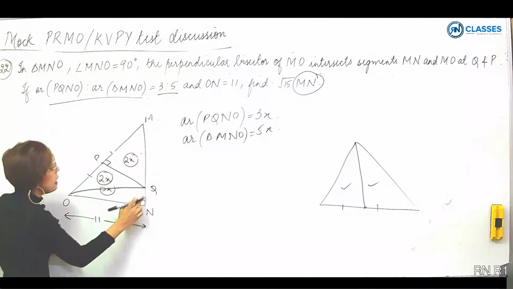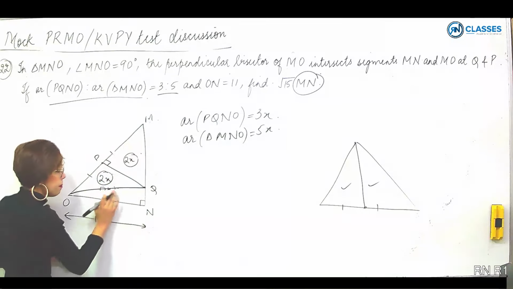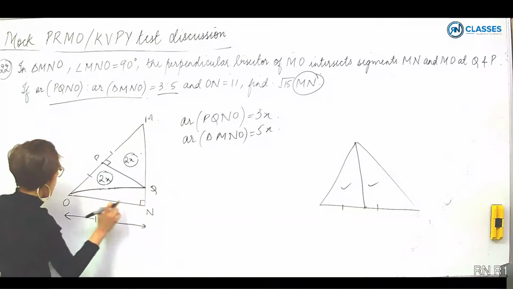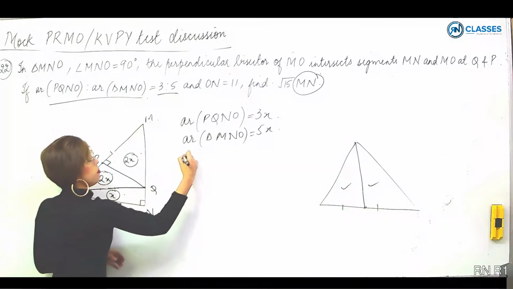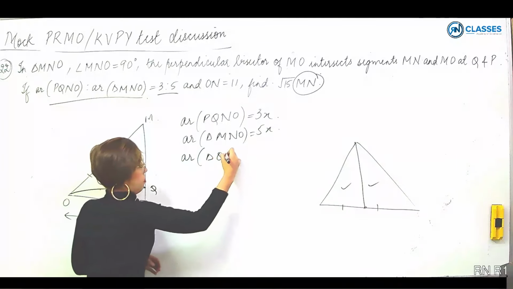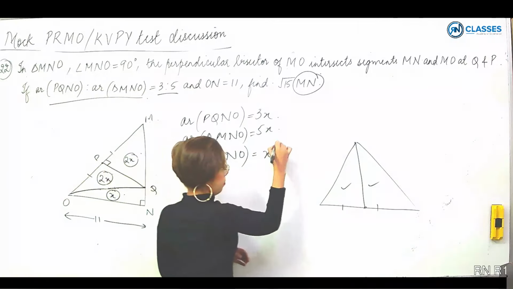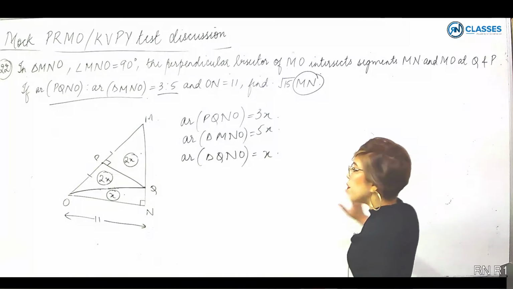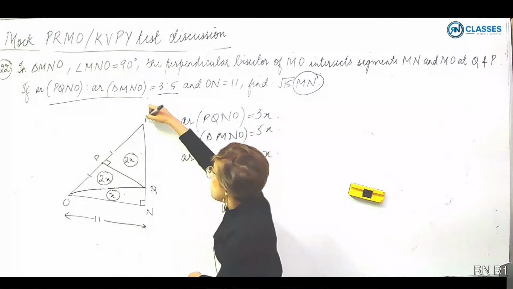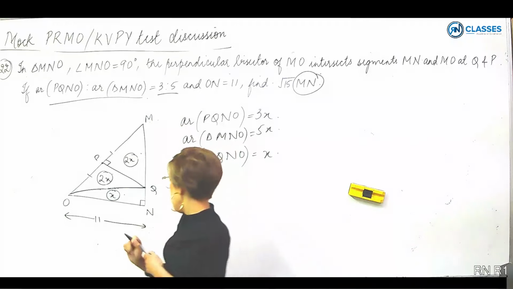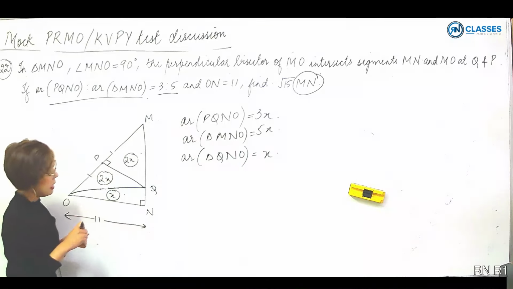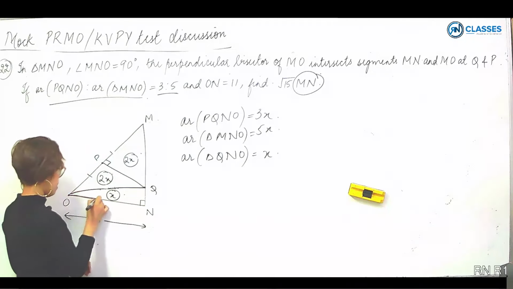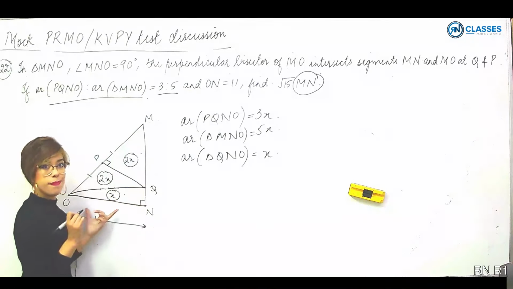Now remember, the entire area was 3x, out of which this is 2x, that means the area of QNO is x. Done? Now, my problem is I need to find the value of MN, this entire thing. How can I utilize that? And also I have to use the fact that this is 11 in length.